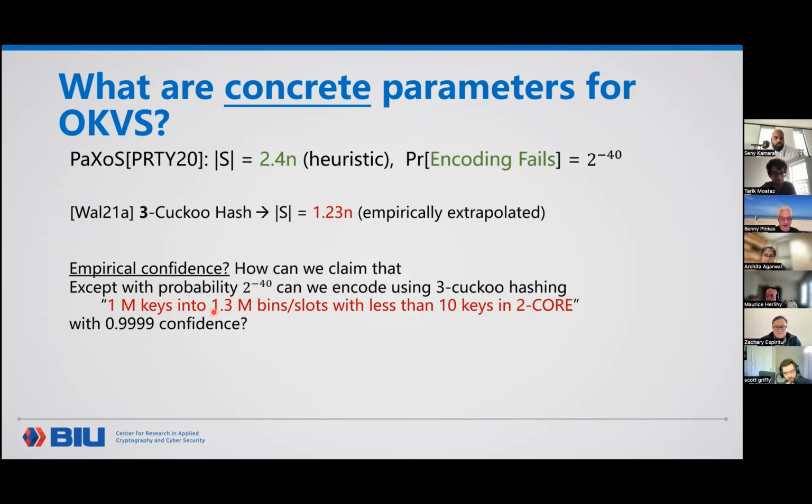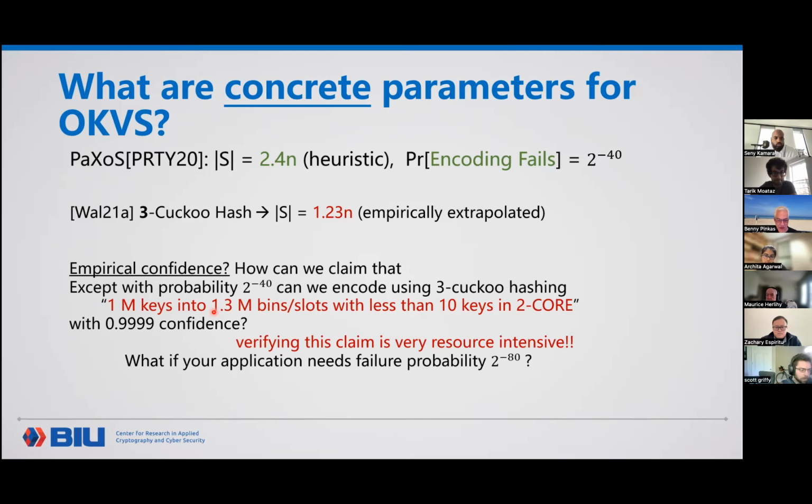So here we actually had a problem. And actually many previous papers, all previous papers, just use heuristics here. Okay, so verifying this claim is very resource intensive. And if we want the failure probability to be 2 to the minus 80, then it's extremely hard, we cannot verify this.